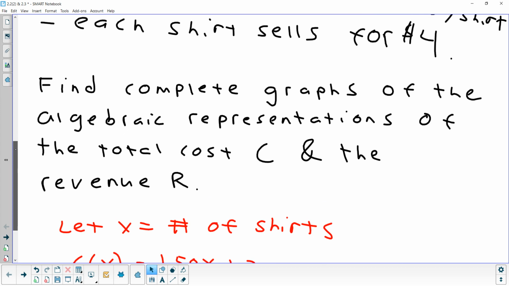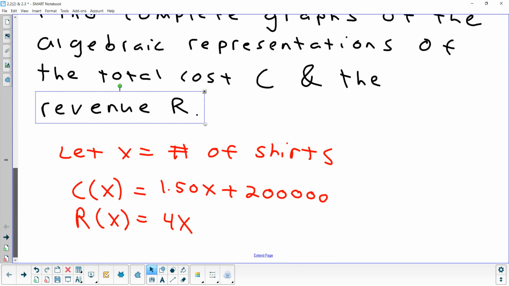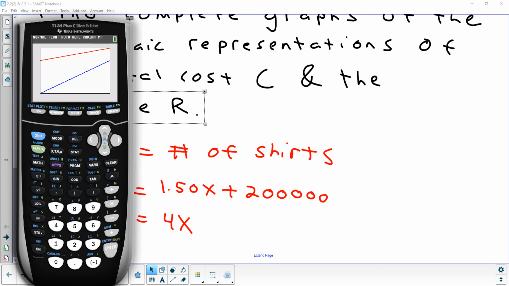And if we want to find a complete graph of the two equations that represent cost and revenue, that would be an important thing to have on the screen. So that's not a good window, right? We're going to have to set probably a little higher. Let's try making 100,000 shirts, and let's set our Y max at 350,000. Right, so we're just playing with it until we get the intersection point on the screen.